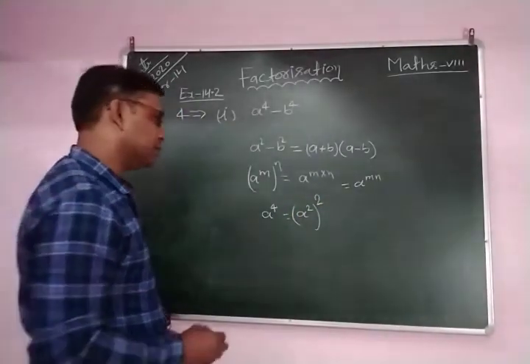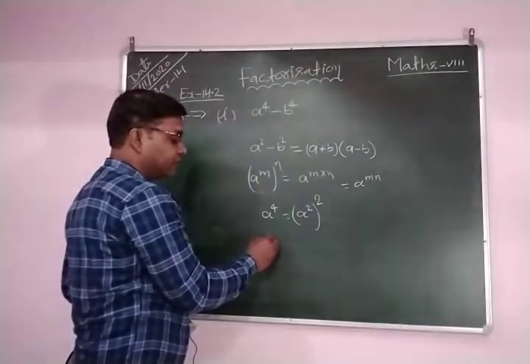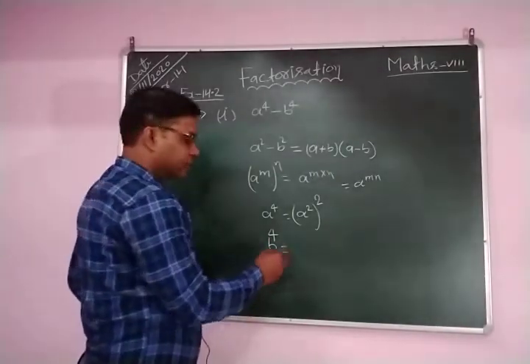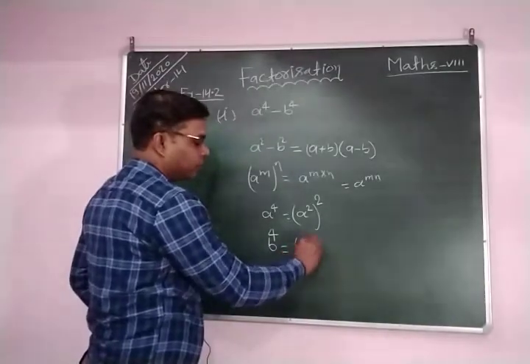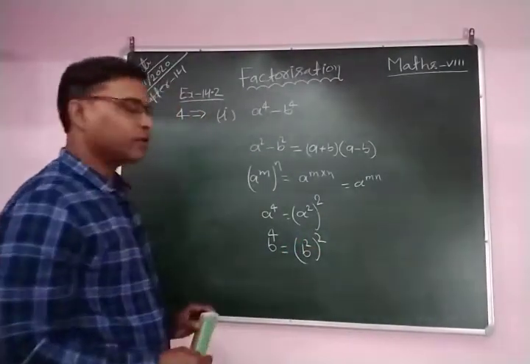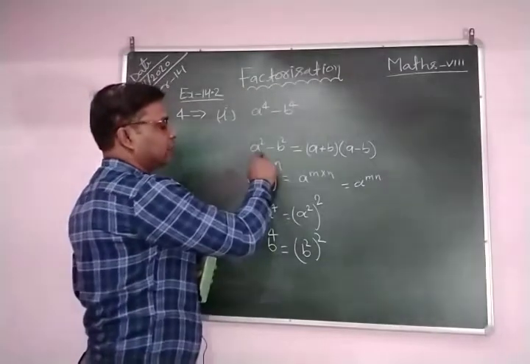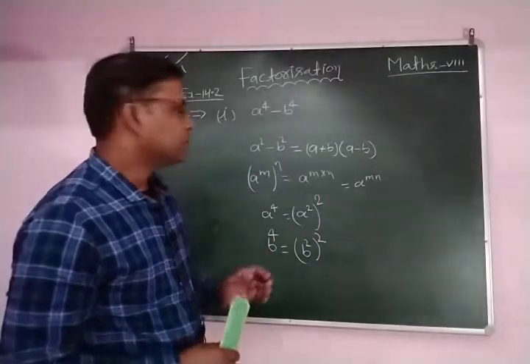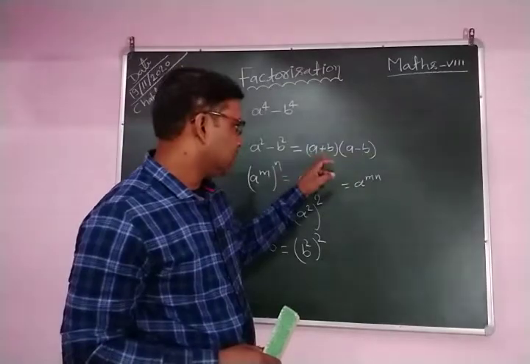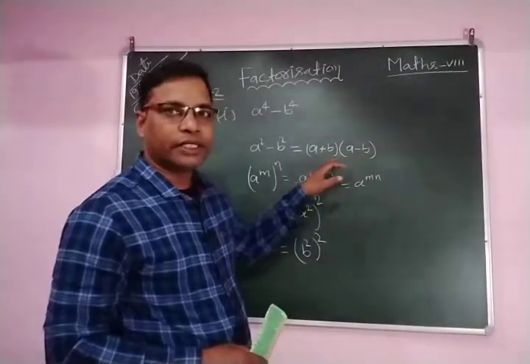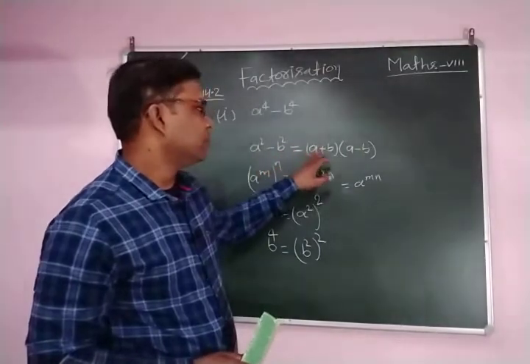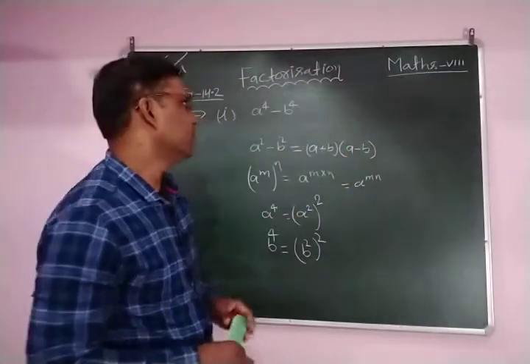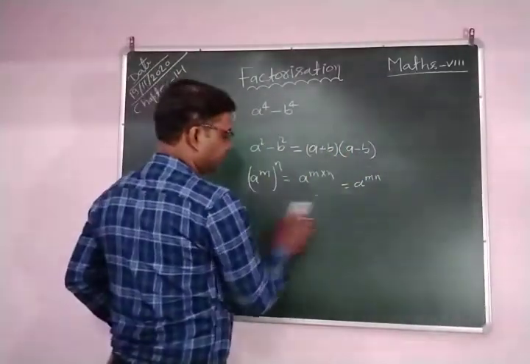Now next is b to the power 4. This is equal to b square whole power 2. So in the identity a square minus b square, this is a difference of two squares. This is equal to the sum of the numbers and difference of the numbers, a square minus b square is equal to (a plus b)(a minus b). Similarly you can solve this question.